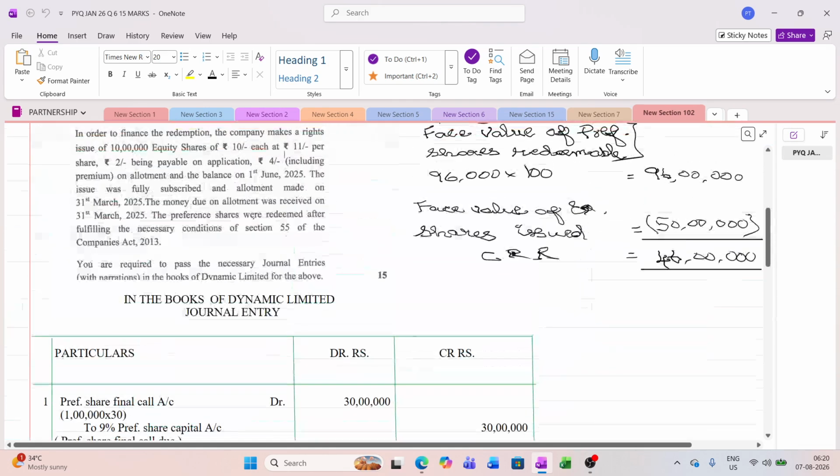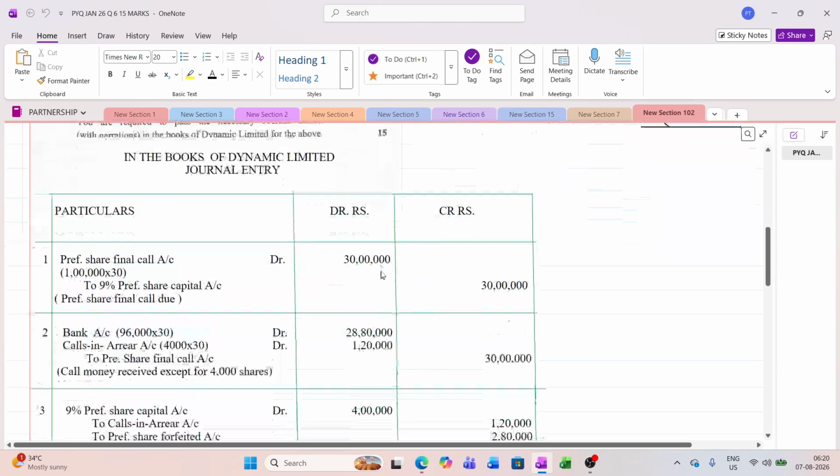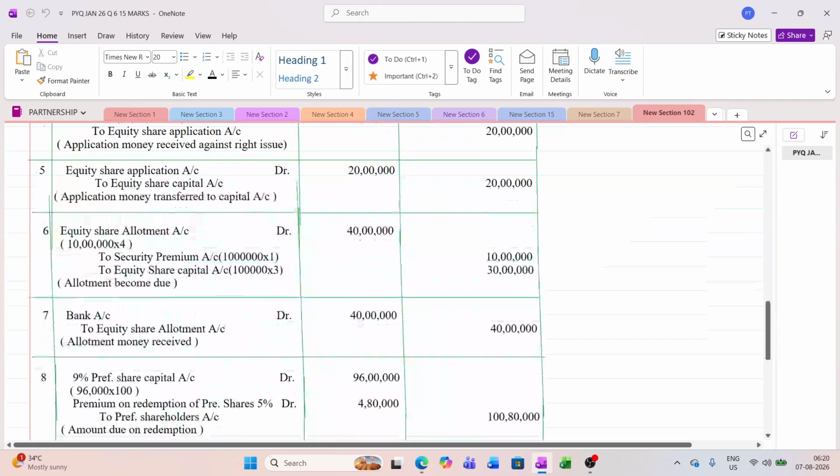See here, that's why I have subtracted the face value of equity shares issued, 50 lakh, because the balance amount we do not know, and the balance on 1 June 25. So we are not going to bother about that. So the balance required is 46 lakh to redeem the face value. So for that we will be creating the capital redemption reserve out of general reserve. Clear?